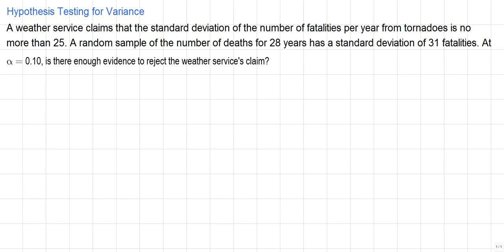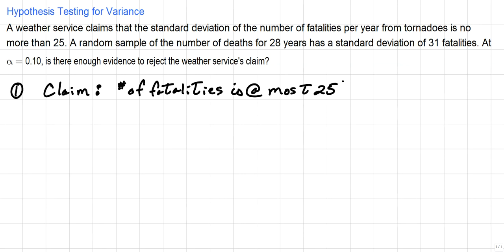Well, this is going to involve using a chi-squared test for variance. And the first thing that we want to do is go ahead and state the claim mathematically, verbally, and then also identify what the null and alternative hypotheses are. So the claim is the number of fatalities is at most 25. So we need to go ahead and write our null hypothesis, and we need to write our alternative hypothesis.